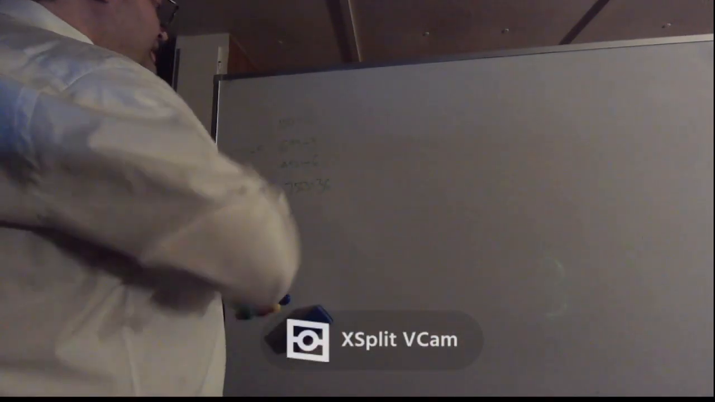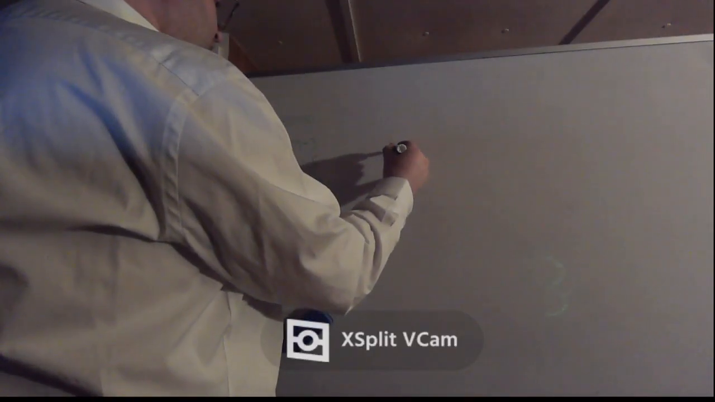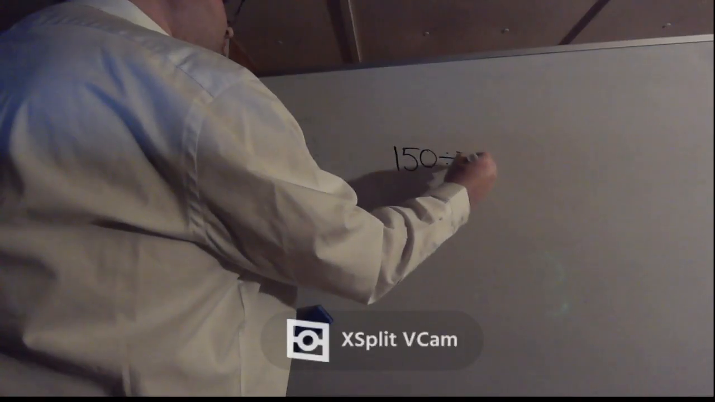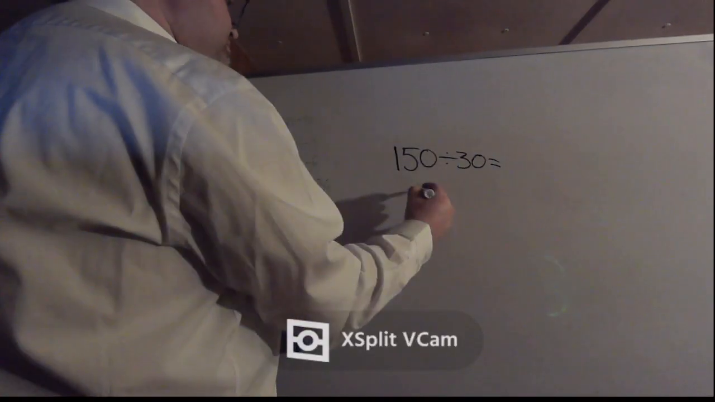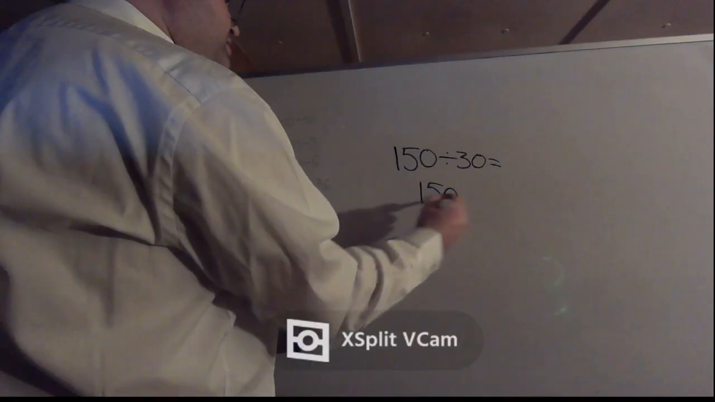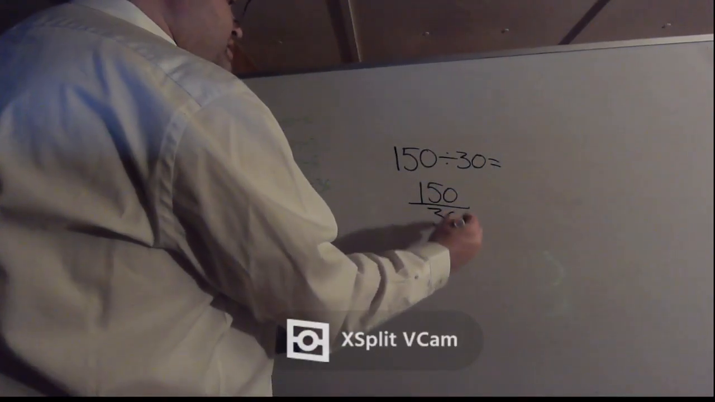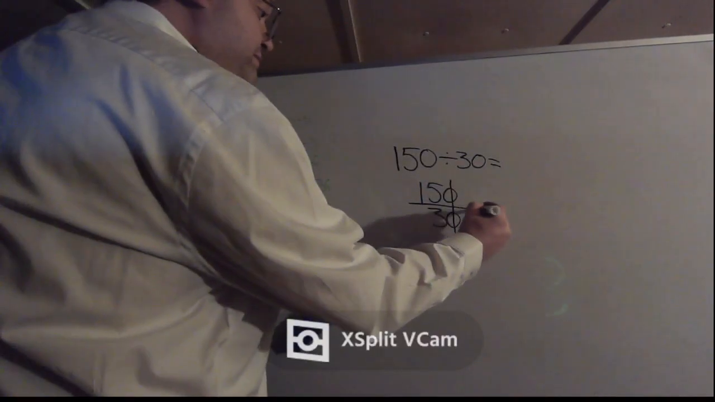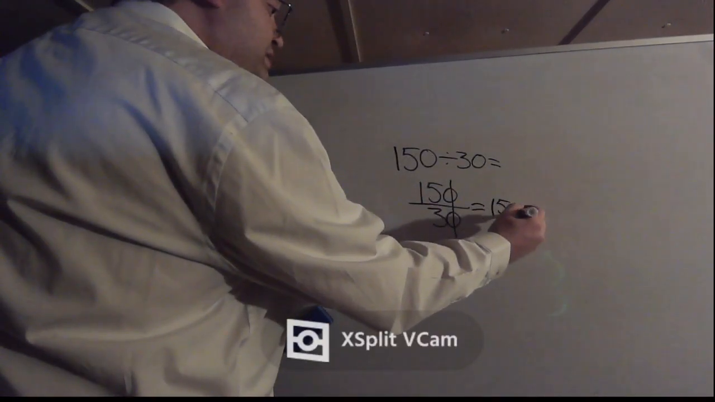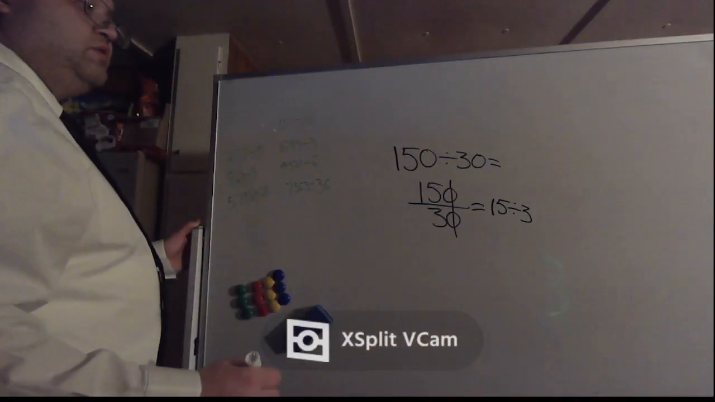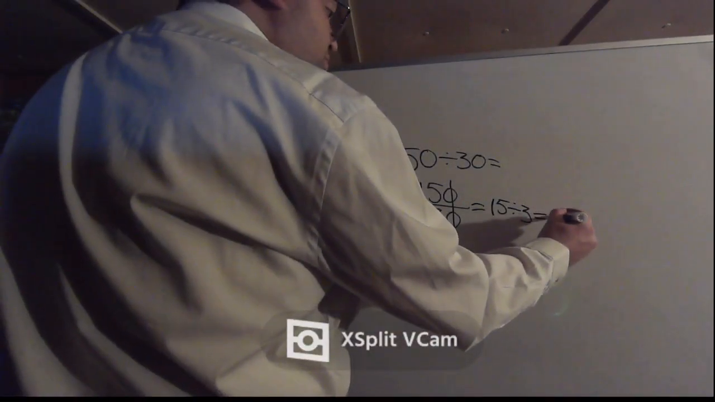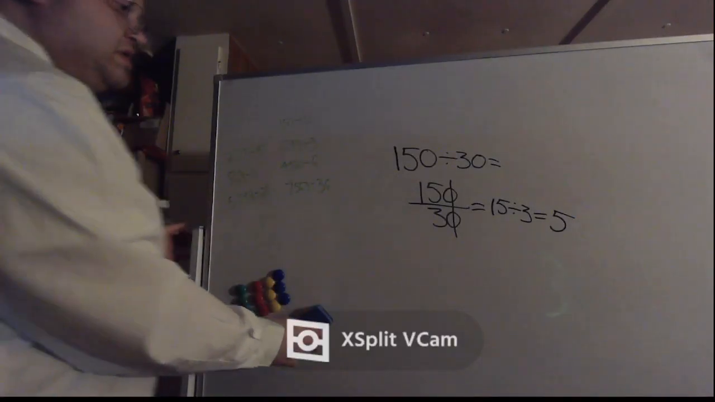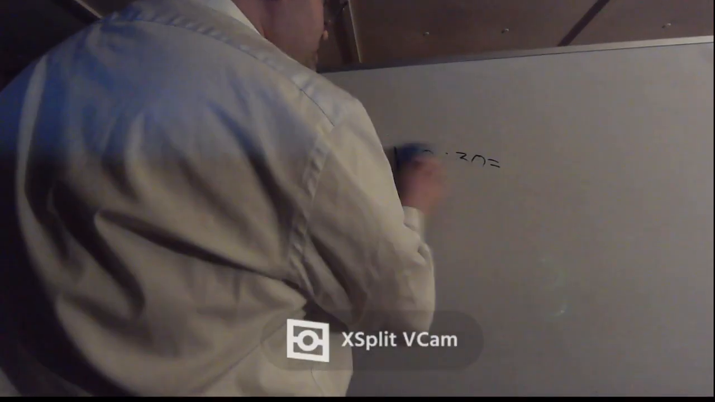Let's do one more like it. Let's do 150 divided by 30. So write it as a top and bottom division problem. You'll have 150/30. Cancel out a 0. You can cancel out a 0 in each. What's left is 15 divided by 3. Well, 15 divided by 3 last time I checked was 5. So the answer to that problem is 5. Because you can cancel out the zeros.